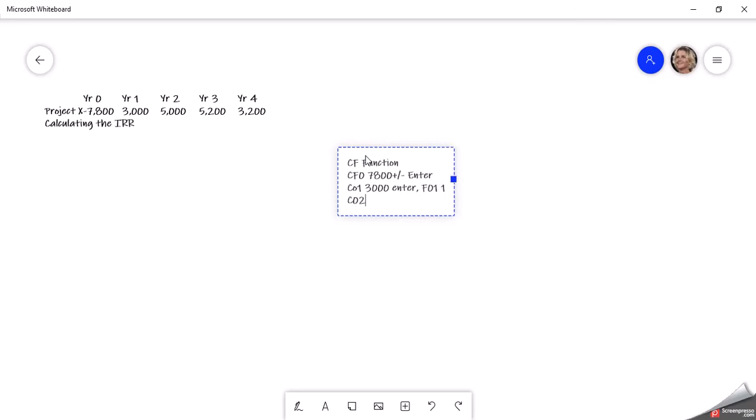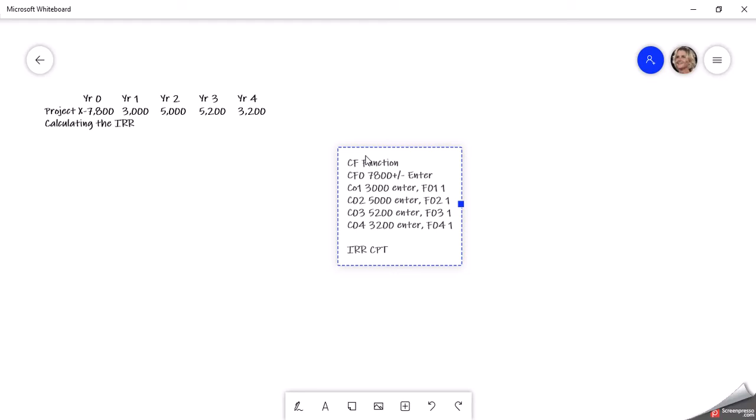My cash flow for year 2 is 5,000. Push enter. That frequency is also a 1. Cash flow for year 3 is 5,200. Hit enter. That frequency is also a 1. And then my cash flow for year 4 is 3,200. Hit enter. And then that frequency also defaults to 1. Then now we'll come over to the internal rate of return and push compute.